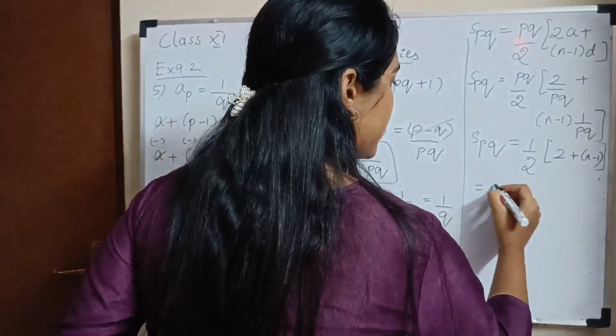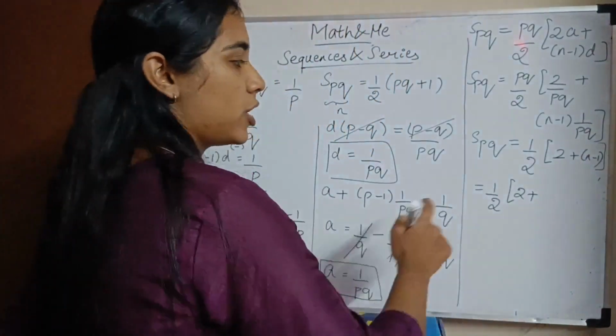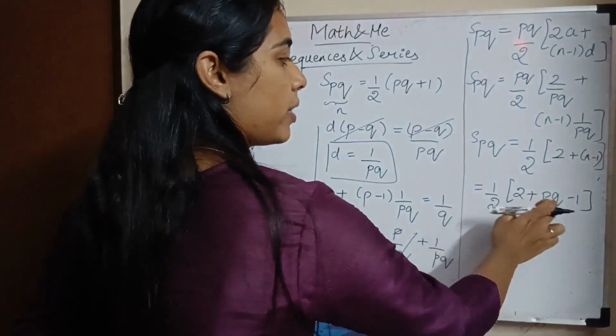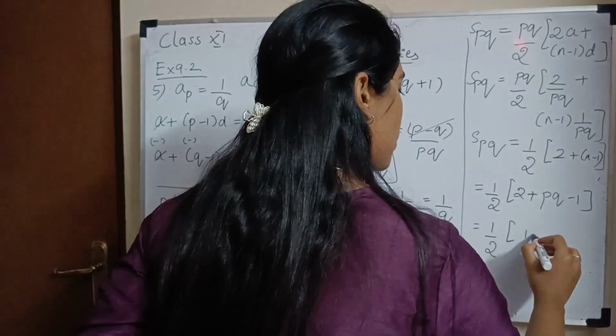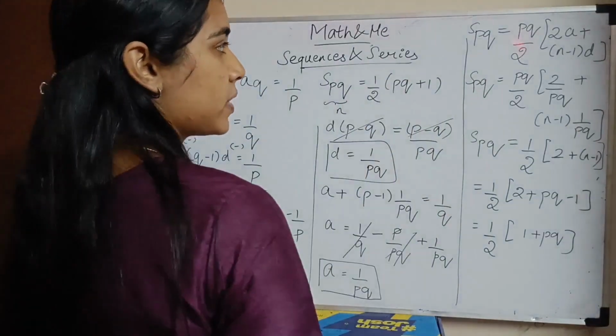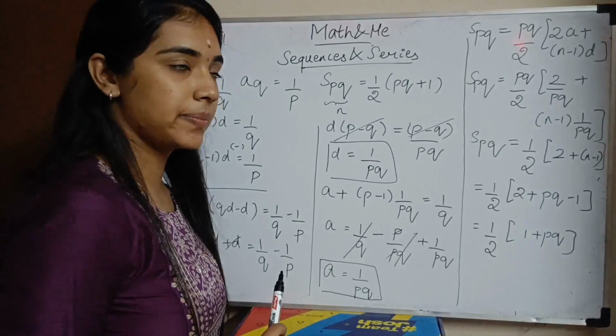When I open the brackets, what do I have? Half times (2 plus n minus 1). What is my n? pq. 2 minus 1 is 1. So in the end, I have half times (1 plus pq), which is the required equation. I had to substitute n equals pq, but I did it in the last step.